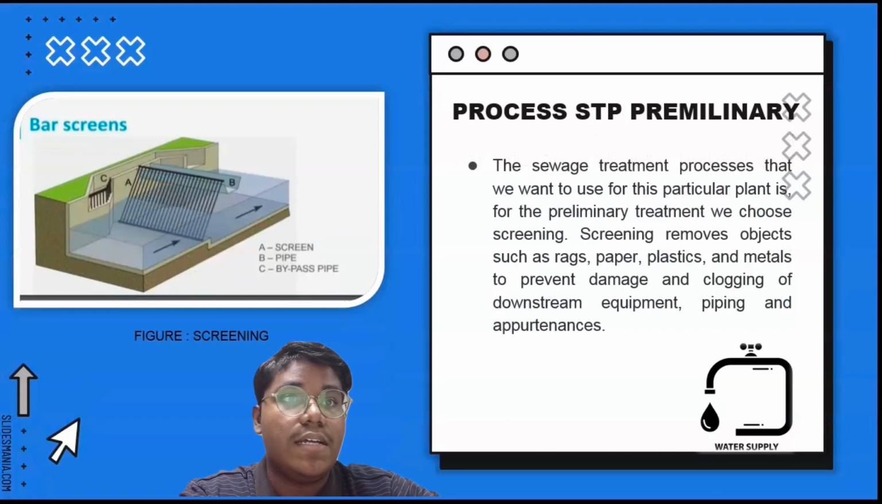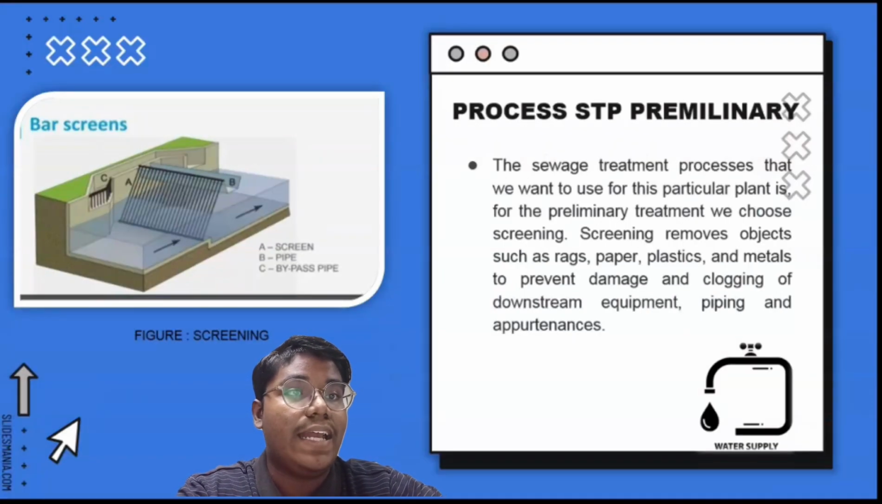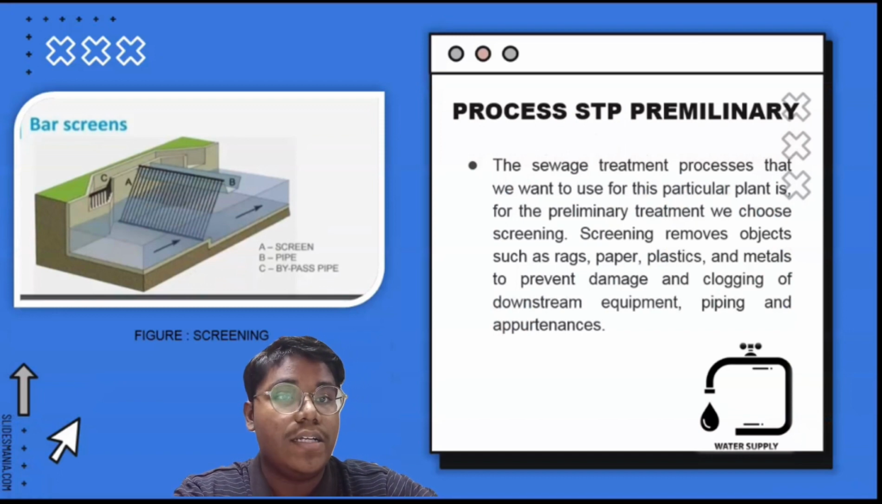The first process done by our sewage treatment plant is screening. Screening removes objects such as rags, paper, plastic, and metals to prevent damage and clogging of downstream equipment. Screening consists of two parts, coarse screens and fine screens, which can filter out two types of waste products.